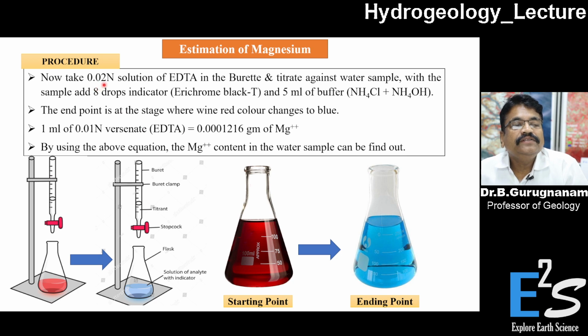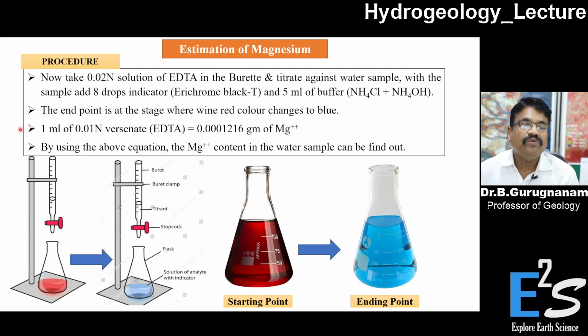Now take 0.02 N solution of EDTA in the burette and titrate against the water samples. Now you are titrating with the water samples. Add 8 drops of indicator from this burette. Eriochrome Black T and 5 ml of buffer, sodium chloride and NH4Cl. The endpoint stage is where the wine color turns into a blue color.